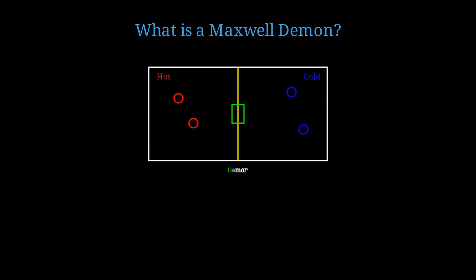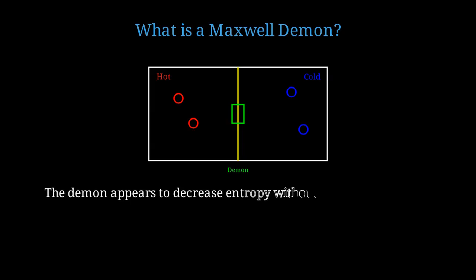Imagine a box divided by a partition with a tiny door. A demon operates this door, allowing only fast molecules to pass from left to right and slow molecules from right to left. This would spontaneously create a temperature difference, apparently decreasing entropy without doing any work. This seems to violate the second law of thermodynamics.